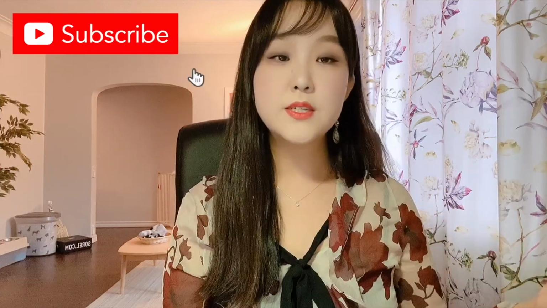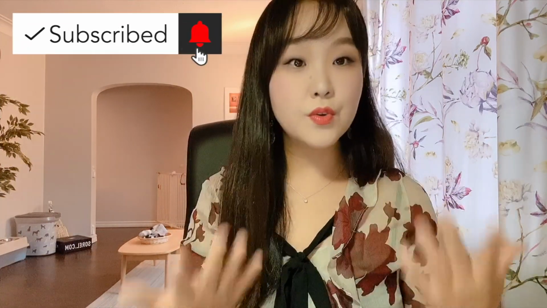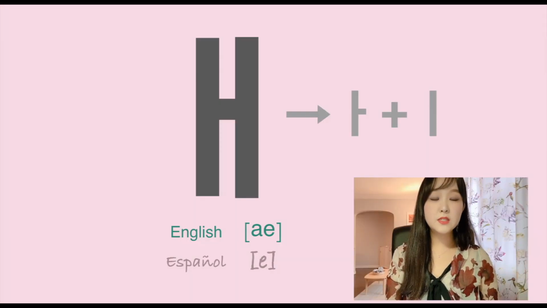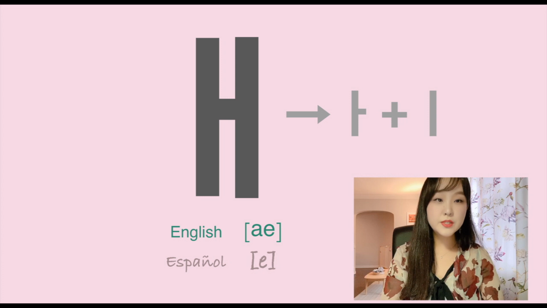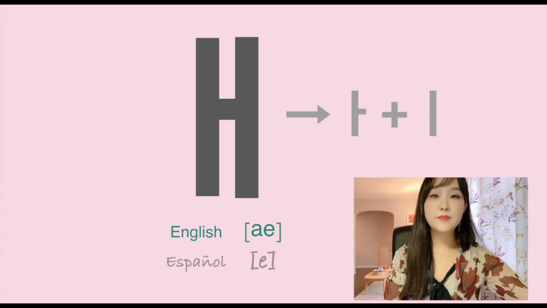And next is the double vowels. In Korean, vowels can be combined with additional letters like so. Here, this is the combined form of a and e. A and e. So it sounds in between, or the combined sound.